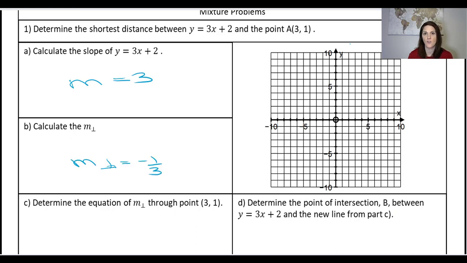Next, let's go ahead and graph y equals 3x plus 2, and then we're also going to plot the point (3, 1). To graph the line y equals 3x plus 2, we're going to start at 2 on the y-axis. We're going to place our y-intercept. And then from this point, we're going to go up 3, to the right 1, up 3, to the right 1.